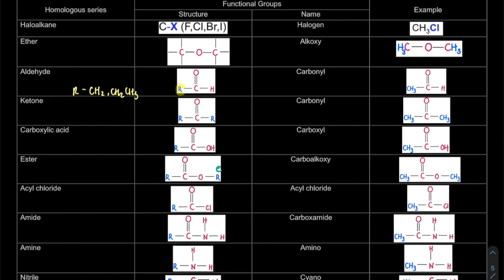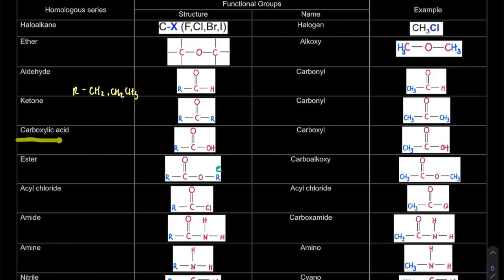Assume any carbon. So for the case of aldehyde, the carbon double bond O must be bonded to hydrogen on one side. For the ketone, it is the C double bond O, but it must be bonded to carbon on both sides. It can't be that one of them is hydrogen. If one of them is hydrogen, it must be an aldehyde. But the functional group is the same as aldehyde, where the functional group is carbonyl. For aldehyde and ketone, the homologous series is different, but the functional group is the same because we have C double bond O. And here are the examples.